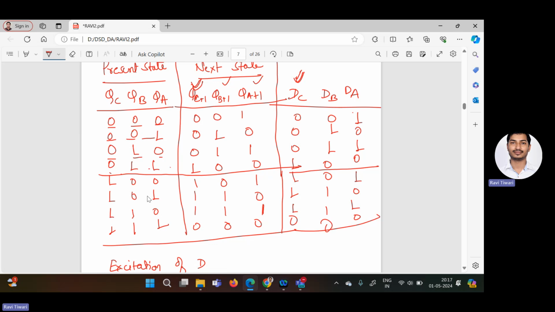1 for 0 1 1, next 1 0 0, right? This is 1, so 0 1 1. This is 1 here for 1 0 0. This is 1 here for 1 0 1. Again, it's 1 for 1 1 0. So the same thing here you have to fill.